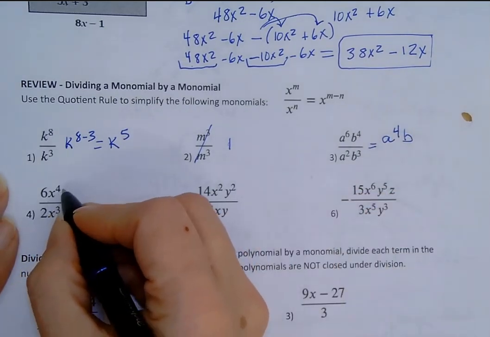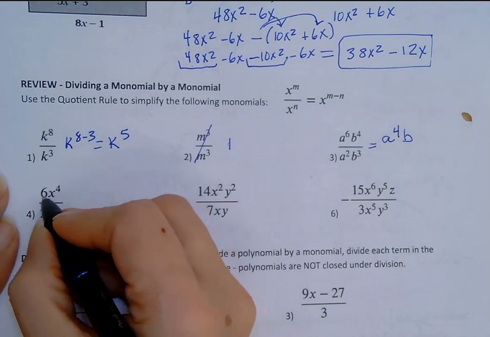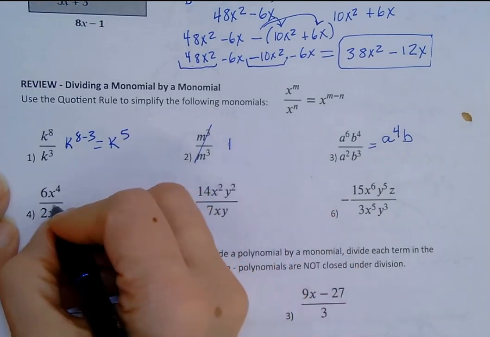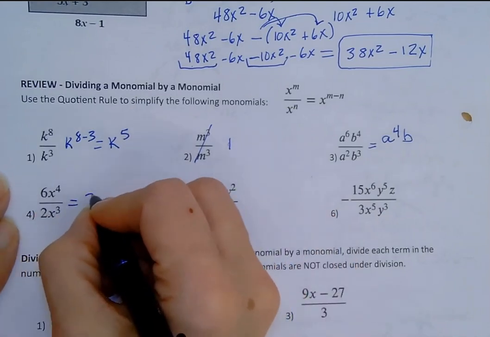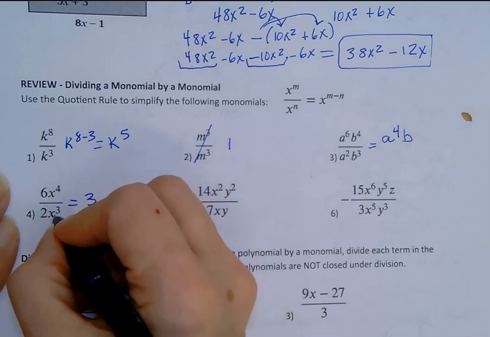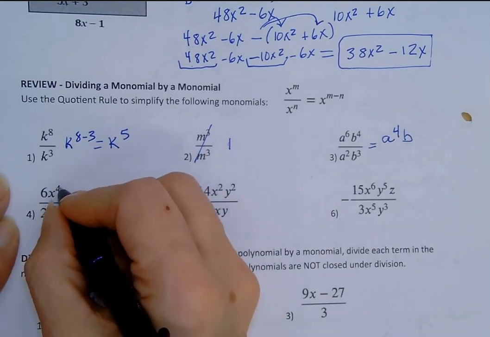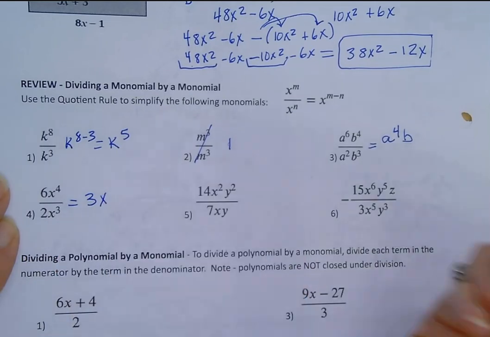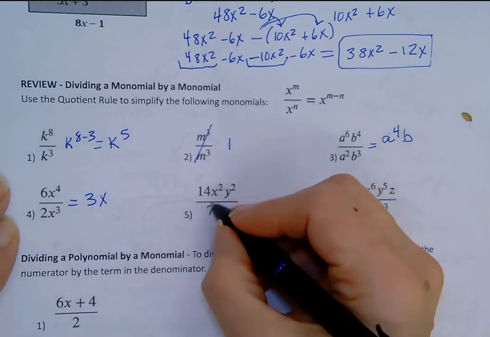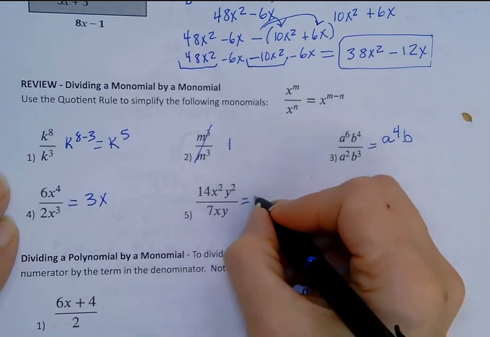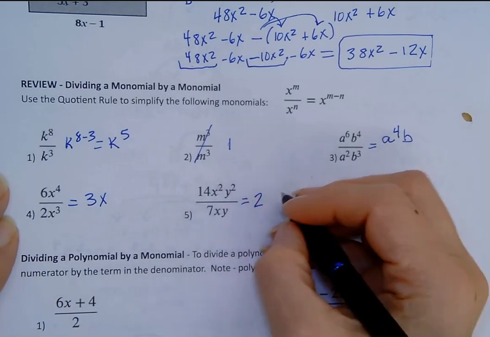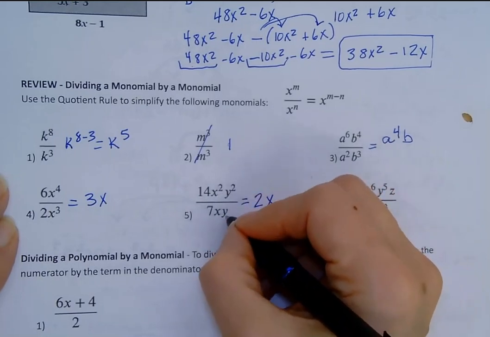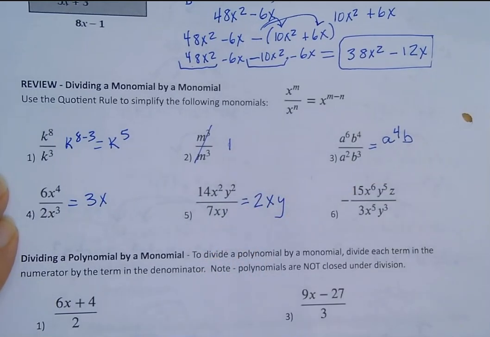Okay, 6x to the 4th over 2x cubed. Well, if it's numbers to deal with, I can say 6 divided by 2. I know that math. And then x to the 4th over x to the 3rd is going to be x to the 4 minus 3, which is just x to the 1. Here, 14 over 7 is 2. X squared over x is x. Y squared over y is y.